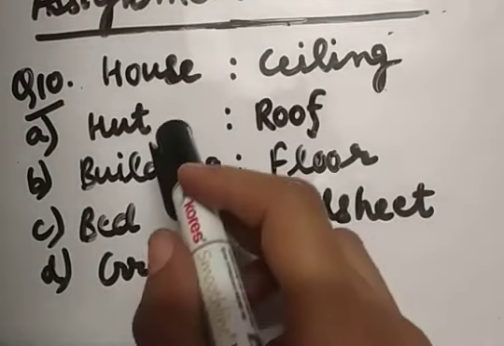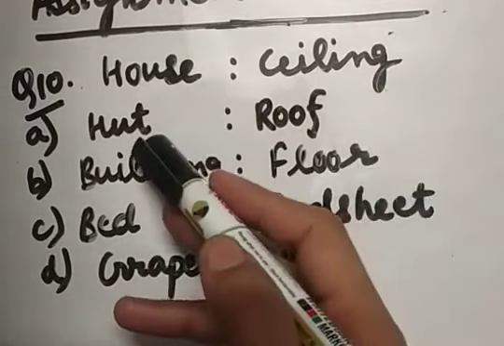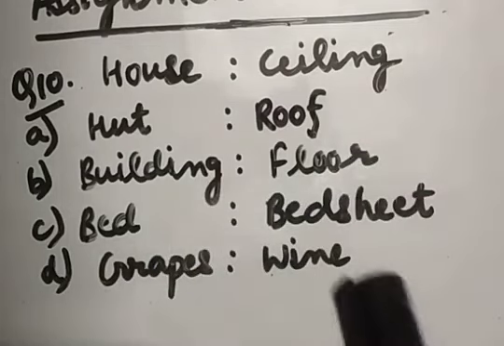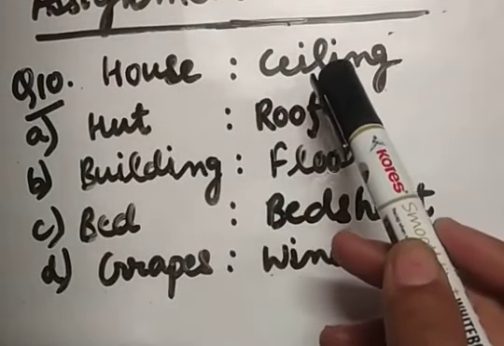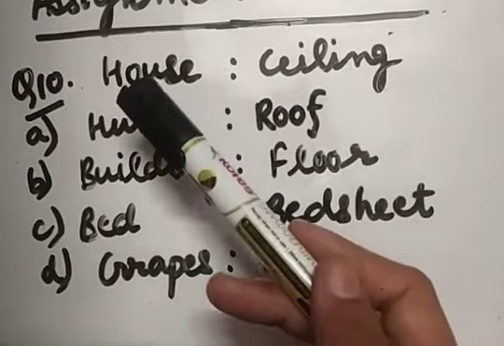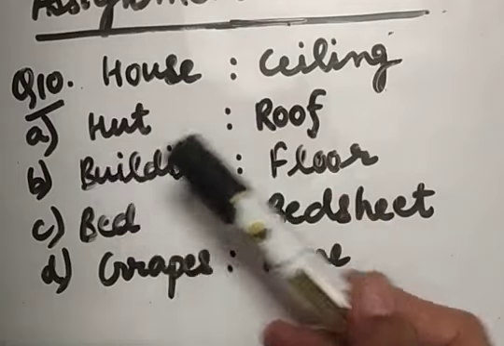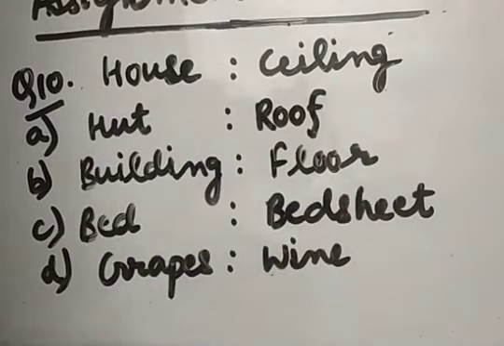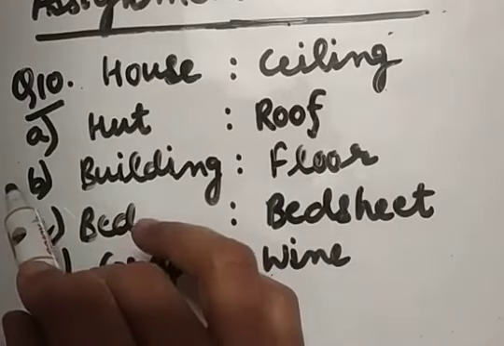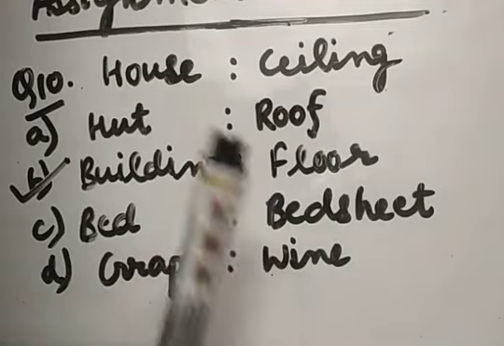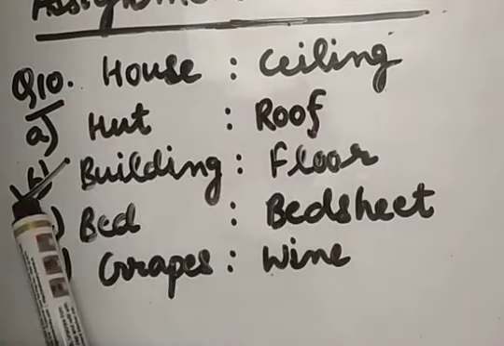Question number 10 is house, ceiling, and the 4 alternatives are hut, roof, building, floor, bed, bed sheet, grapes, wine. So the relationship between house and ceiling is the top part of the house. Ceiling is the top part of the house. So similarly, roof is the top part of the hut. Rest all other options do not bear the same relationship like building, floor, bed, bed sheet, grapes, wine. So the correct option for question number 10 is B option, as it bears the same relationship as it is between house and ceiling.